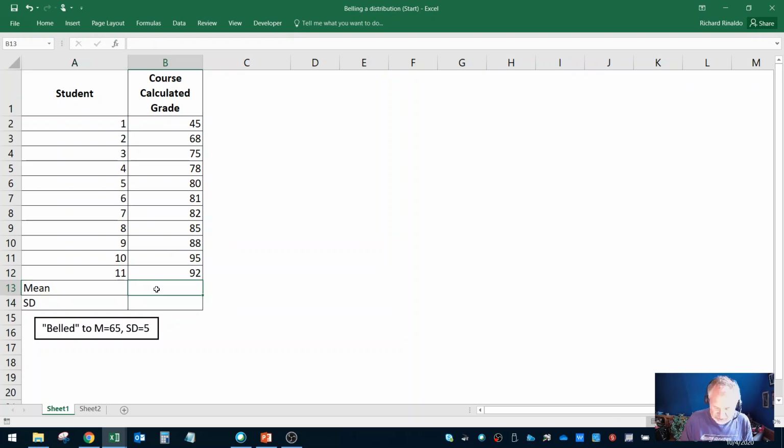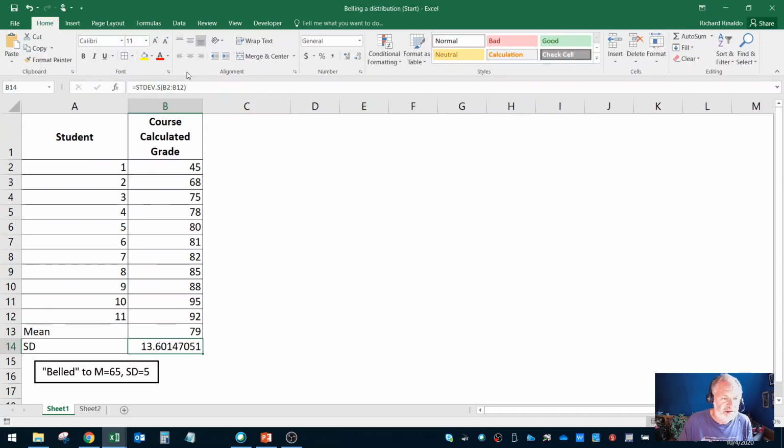So we know the mean is equal to the average, and the average is 79. Oh, that's way too high. Equal to ST dev sample, which we did last week. And there we go. Oh, and the standard deviation is, let's keep that, is 13.6. I'll carry that to two decimal places, and I'll move that out. Oopsie, I don't want that many.